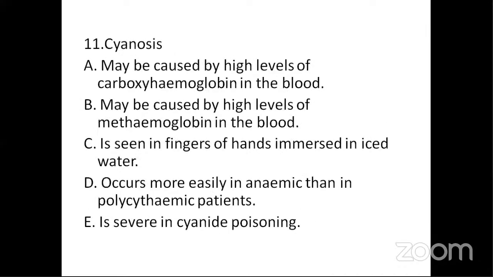Now, next question. Cyanosis may be caused by a high level of carboxyhemoglobin in the blood, and may be caused by high levels of methemoglobin in the blood. Cyanosis is seen in fingers of hands immersed in iced water. Cyanosis occurs more easily in anemic than in polycythemic patients. Cyanosis is severe in cyanide poisoning. Which among the following is true and which is false?